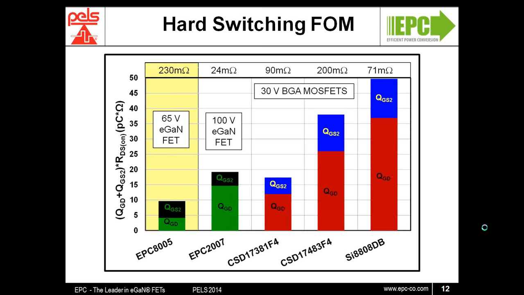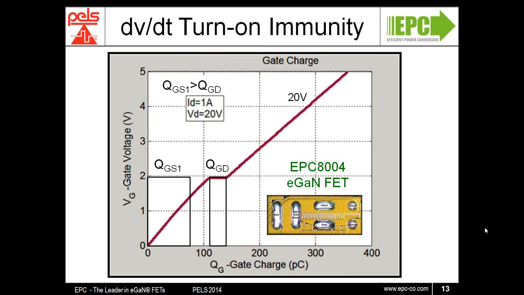And we can see here that on the x-axis, the length of the QGD rectangle is much shorter than that of the QGS1. This holds at half rated voltage, in this case a 20 volt or 40 volt device, but also all the way to rated voltage. And we can see here, if we extend this graph to 40 volt, that the dV/dt immunity still remains.